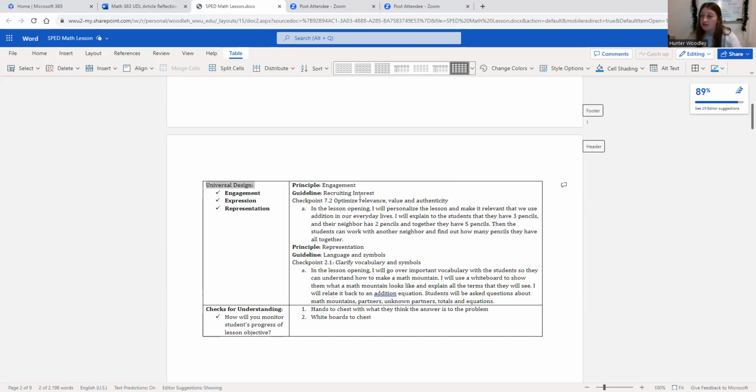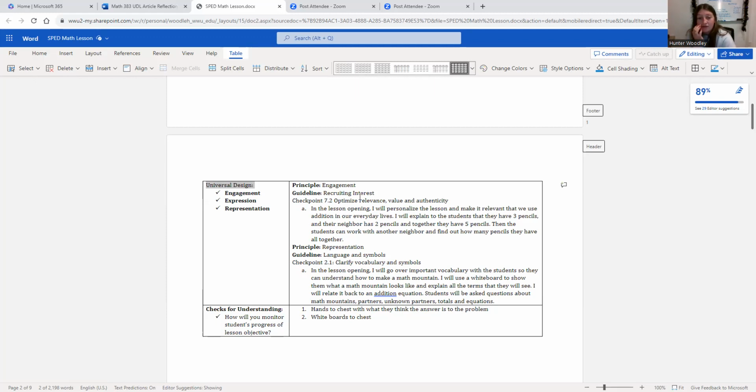I'm trying to find a connection and interest between students so they can get more involved in the activity. In this, I am going to personalize the lesson and make it relevant that we use addition in our everyday lives. In this example, I said that we would do an activity right then and there, before the review, that we have 3 pencils and your neighbor has 2, how many do you have altogether? Then that shows that, oh my gosh, we really do use math every day in our lives, which is really important for students to see.